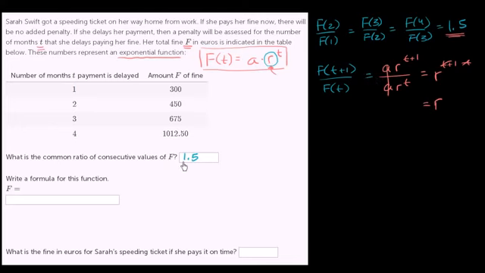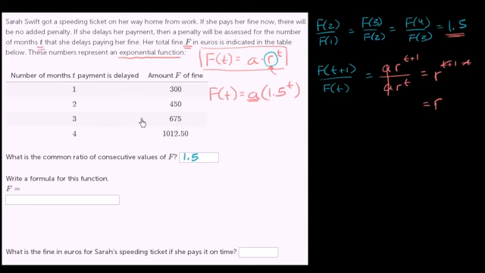So when we figured out that the common ratio is 1.5, that tells us that our function is going to be of the form f of t is equal to a times, instead of writing an r there, we now know that r is 1.5 to the t power. Write a formula for this function. Well, we've almost done that, but we haven't figured out what a is. To figure out what a is, we could just substitute. We know what f of 1 is. When t is equal to 1, f is equal to 300, and so we should be able to use that information to solve for a.